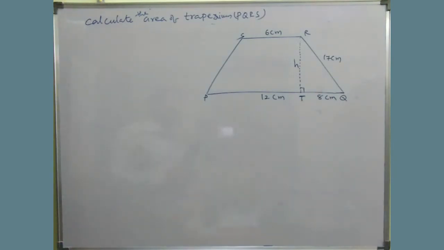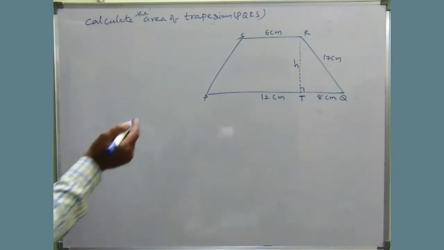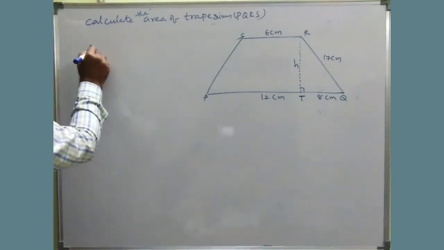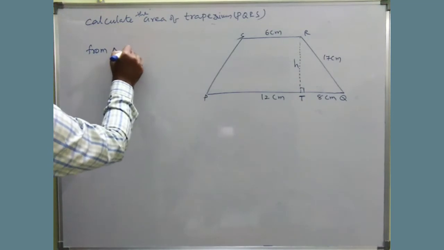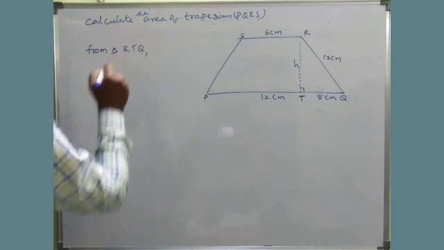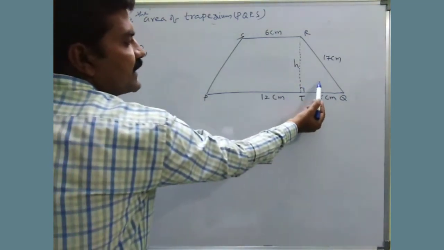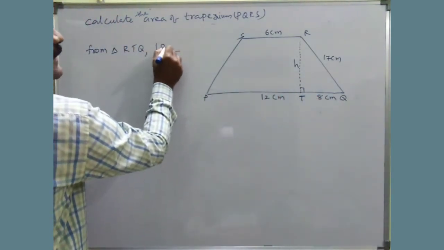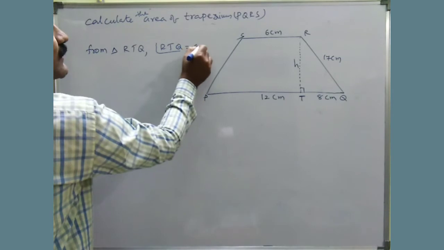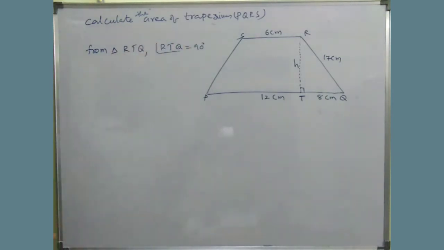How to find that one? See, actually from triangle RTQ, if you observe this triangle, okay, so what is angle RTQ? 90 degrees, no? Right angle, no? So we can apply Pythagoras theorem.